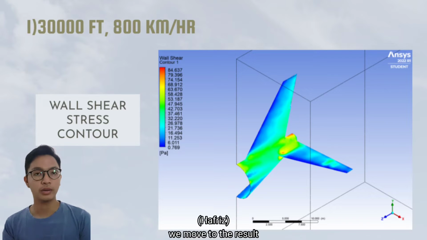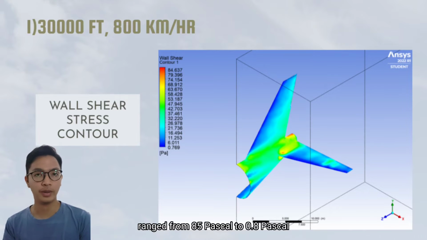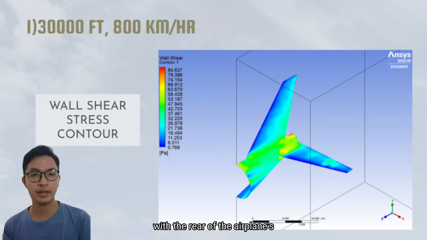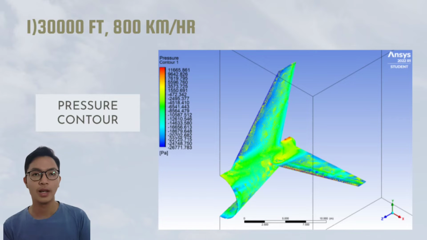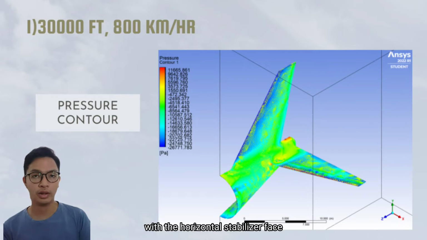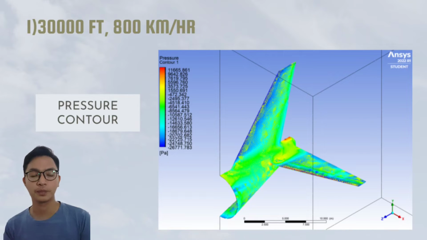We move to the result. The shear stress value ranged from 85 Pascal to 0.8 Pascal for the 30,000 feet, 800 km per hour situation, with the rear of the airplane's tail experiencing the largest value. The pressure on the surface of the aircraft ranged from 12 kPa to -7 kPa, with the horizontal stabilizer face producing the most pressure.